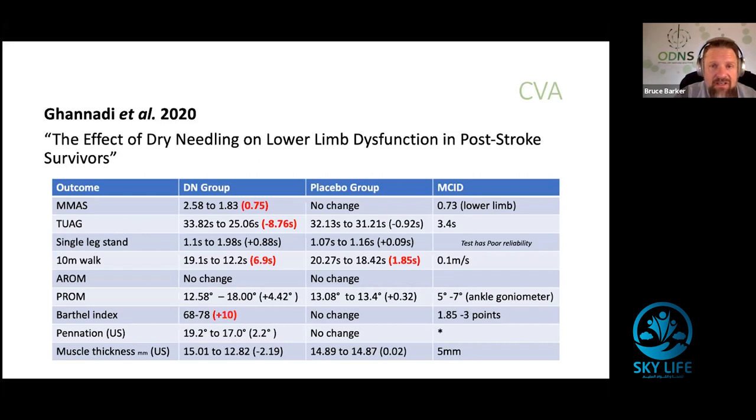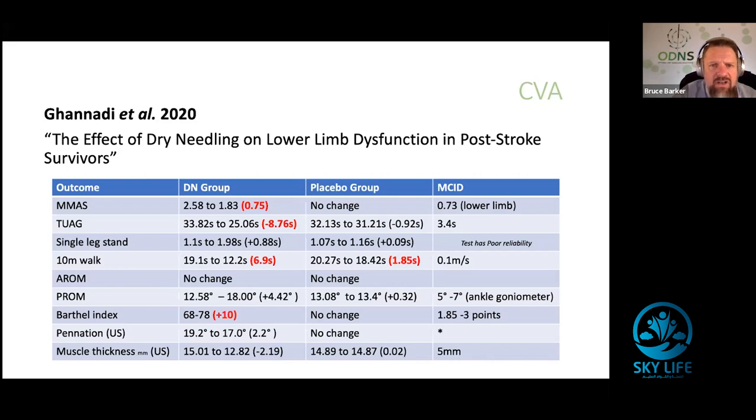How about some functional measurements like a timed up and go test, the TUG? The dry needling group got nearly 9 seconds faster for the timed up and go test, whereas the placebo group didn't even get 1 second difference. Is that an important difference? Yeah, the MCID here is 3.4 seconds. Okay, so the needling group is three times that. So that's a winner. We can needle stroke patients. Single leg stand showed no difference, but it's a notoriously unreliable test anyway. No use in doing it for a study.